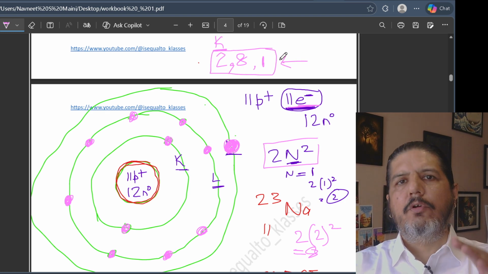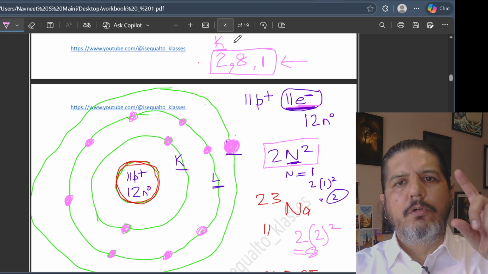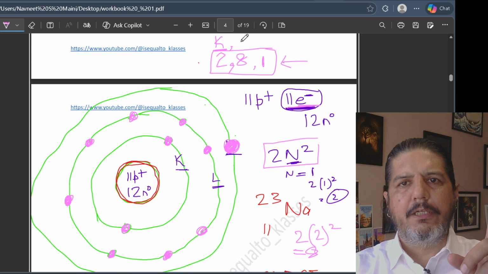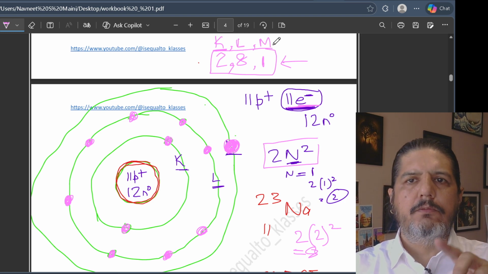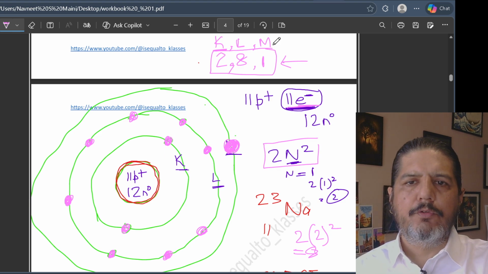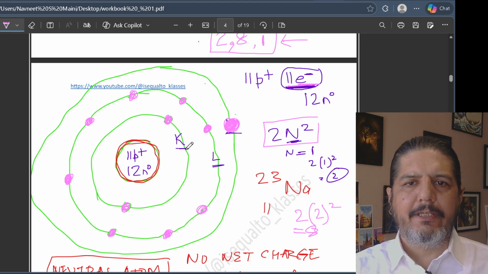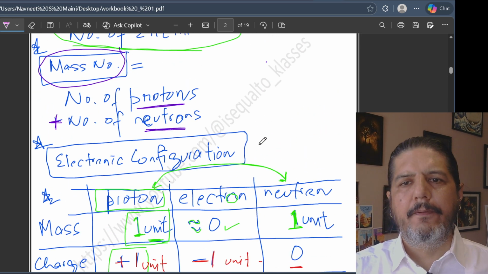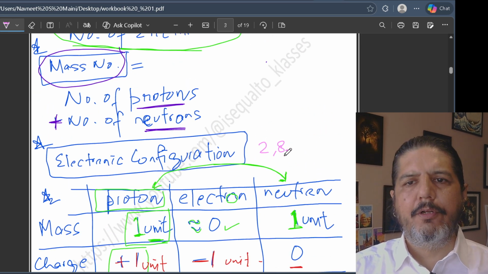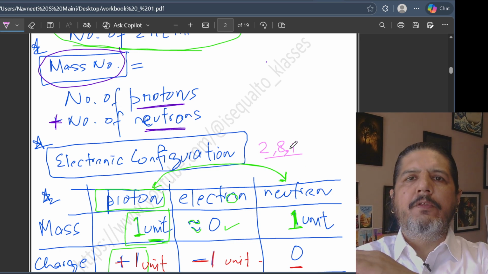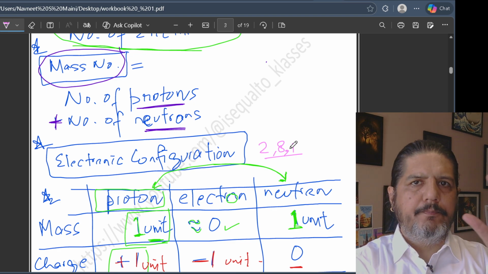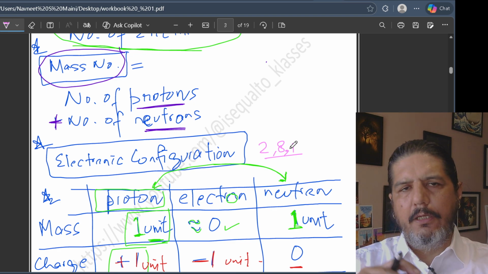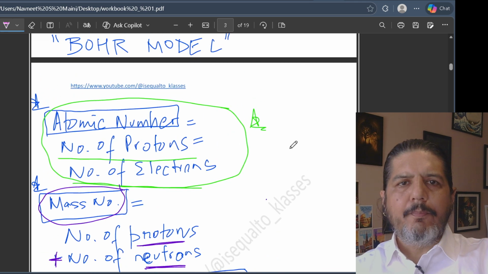This 2, 8, 1, this is called the electronic configuration. So 2 electrons in the K shell, which is the first shell, 8 electrons in the second shell, which is the L shell, and 1 electron in the third shell, which is M. So this is how we draw the diagram. So this is the K shell, this is the L shell, this is the M shell. And 2, 8, 1, this is called the electronic configuration. What is electronic configuration? Electronic configuration is basically how we put electrons in the various shells around the nucleus.